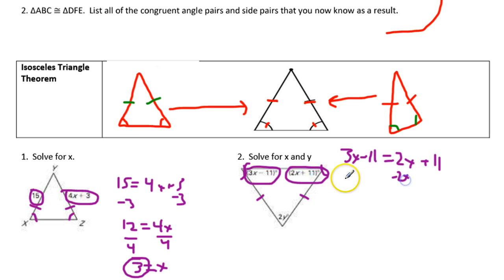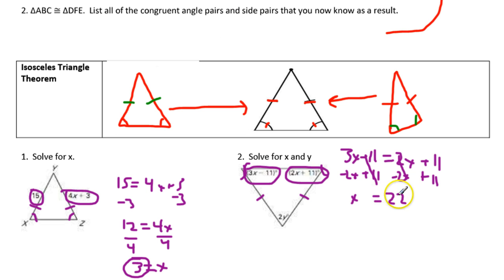We take away our 2x from both sides, and we add our 11 to both sides to get x on the left, numbers on the right. And when we do that, we get x, these go away, equals 22. So x is equal to 22. Now how are we going to get y? Because we don't know anything about what 2y is equal to. So y is going to be a little bit of a problem at the moment.